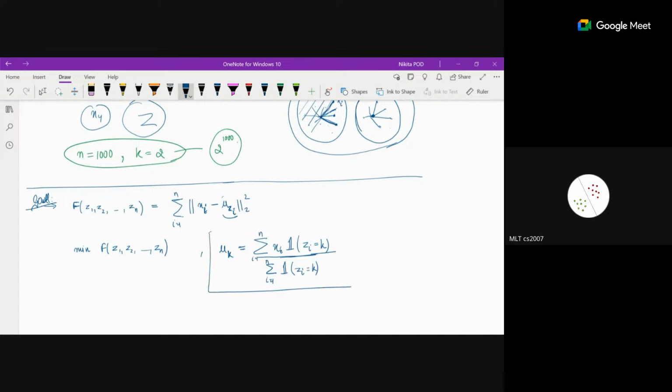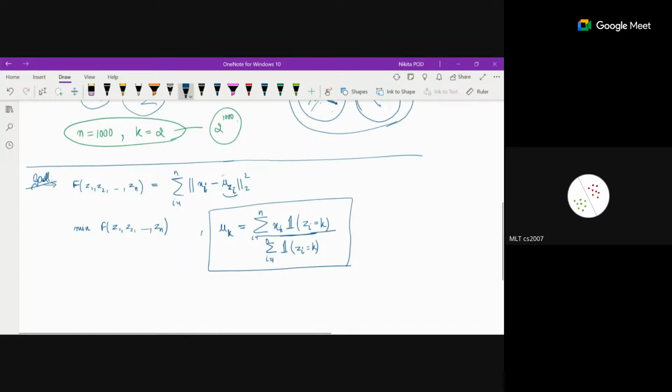This is what my mu is. So all of you know what the indicator function is? Yes, ma'am. It indicates whether the data point lies in the kth cluster or not.